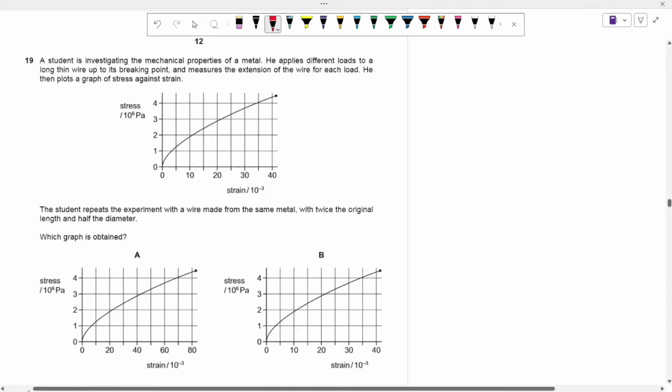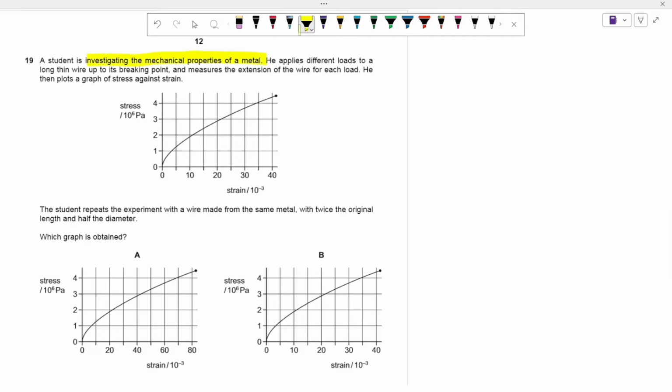19. A student, a very curious student, a lovely physicist, was investigating the mechanical properties of a metal. He applies different loads to a long thin wire up to its breaking point and measures the extension. He then plots a graph of stress against strain. The student repeats the experiment with a wire made from the same material, paying special emphasis to same, with twice the original length and half the diameter.